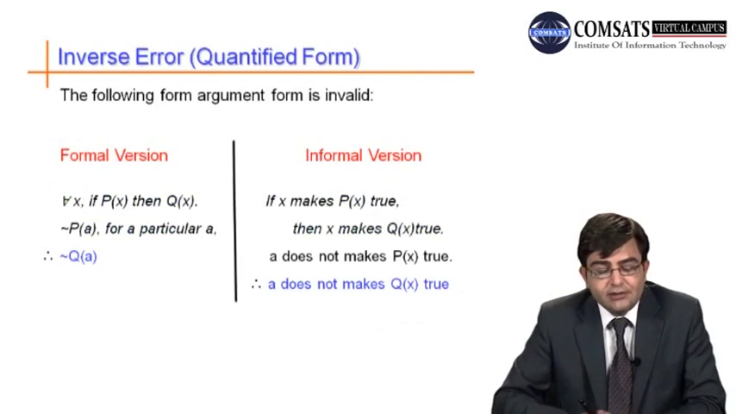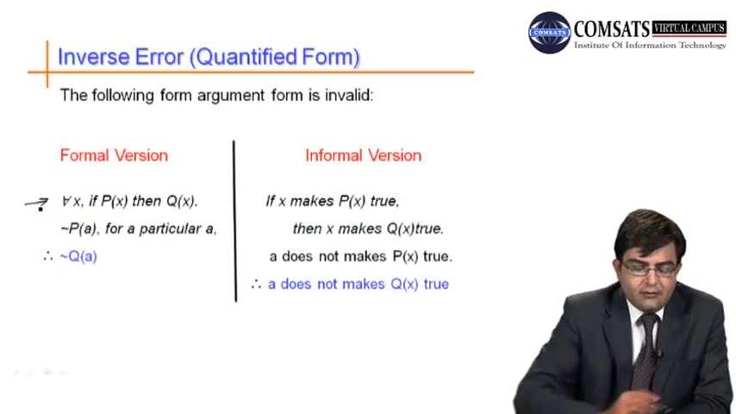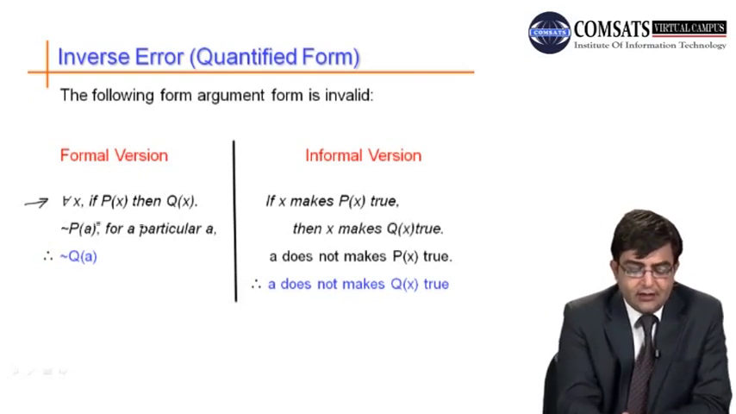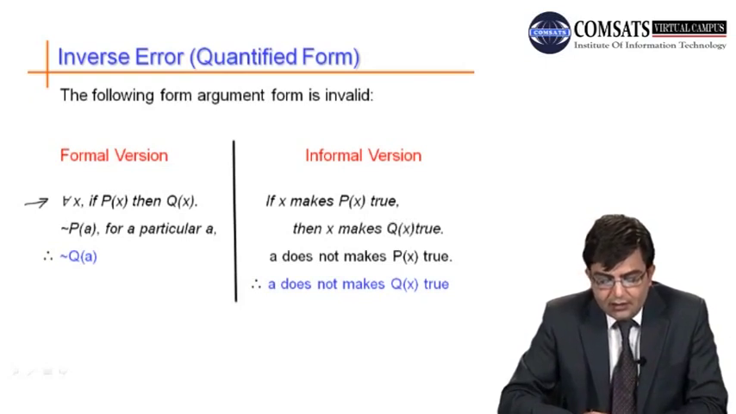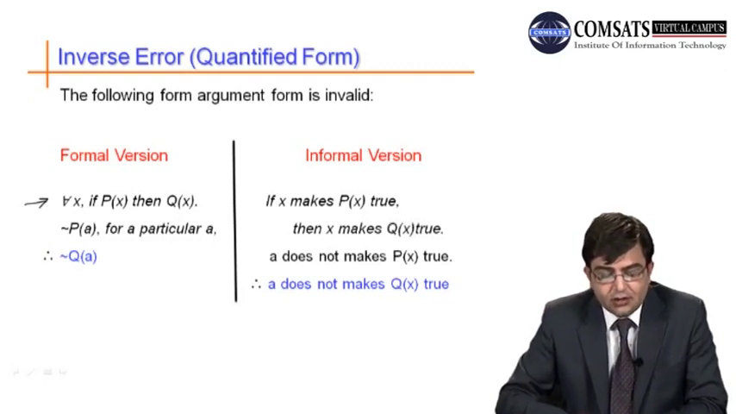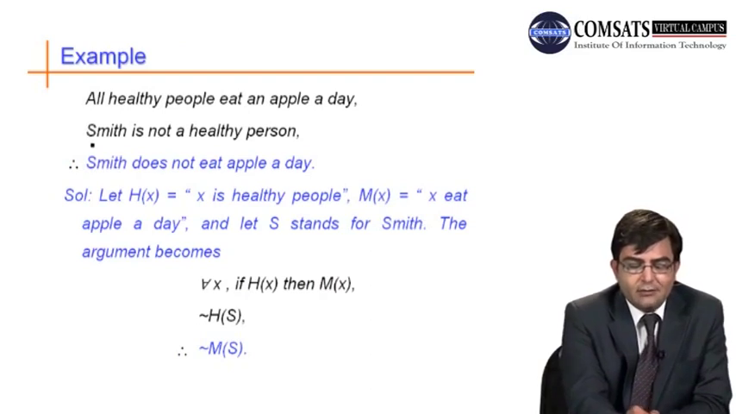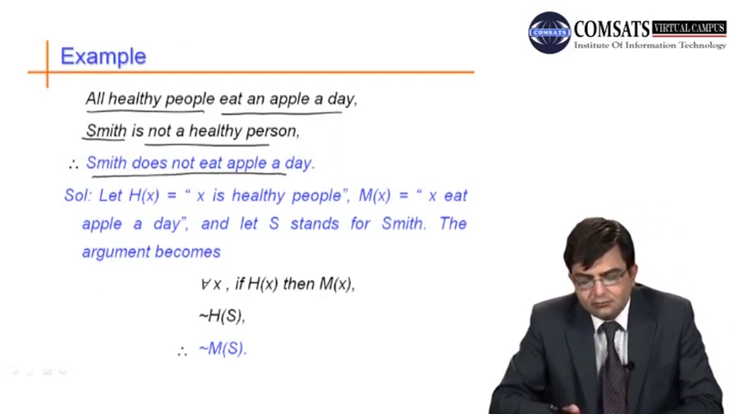Similarly, we can see the inverse error. Inverse error: for all x, if p of x then q of x is true, and we say that not p of a is true, then not q of a is also true. So this is the same error which we have studied in the universal modus tollens, in the usual modus tollens. The same example we consider here, but we change the person. All healthy people eat an apple a day. Smith is not a healthy person. Smith doesn't eat an apple a day.